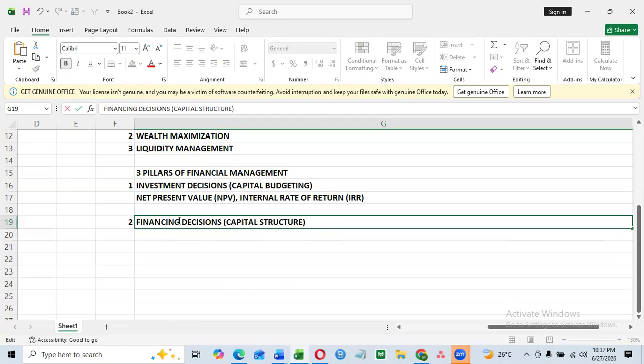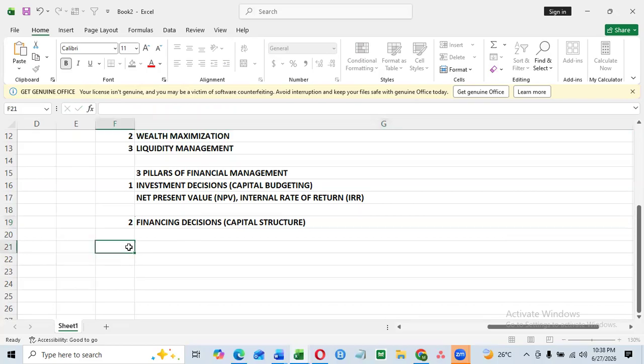Please take notes. What we call the capital structure is about finding the right mix of debt and equity. In Nigeria today, many SMEs rely too heavily on bank loans at very high interest rates, sometimes 25% to 30% per annum. So a financial manager must evaluate whether that borrowing is worth it.